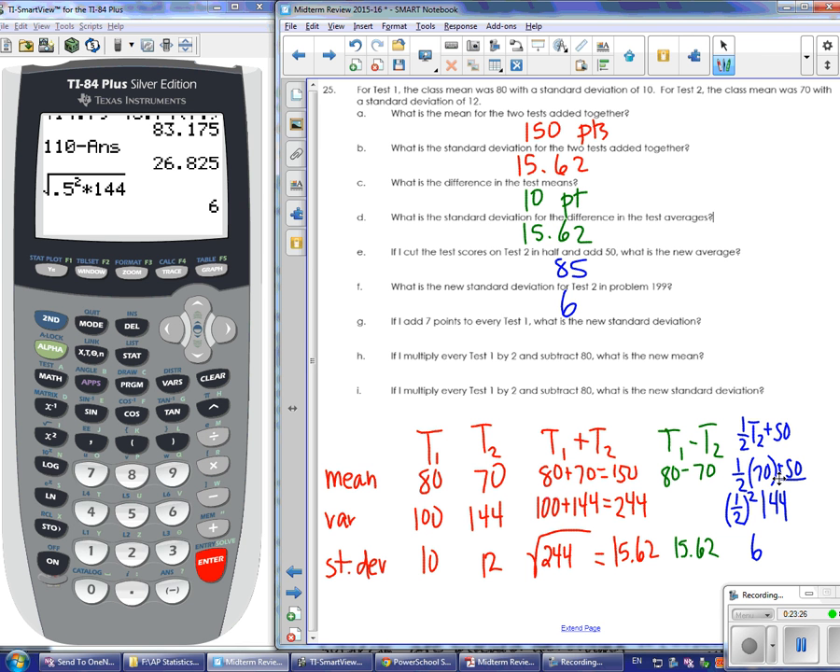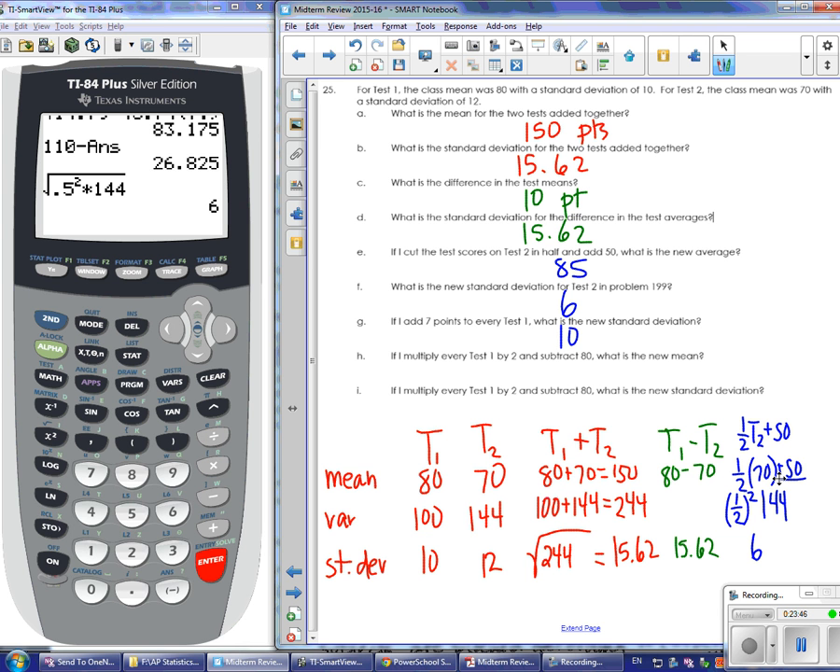All right, in letter G, it says if I add 7 points to every test 1, what's the new standard deviation? Well, again, it's not going to change because adding points to every value in your distribution doesn't change how spread apart they are. So the standard deviation for test 1 is going to remain 10.